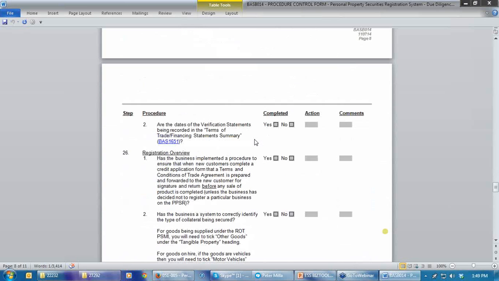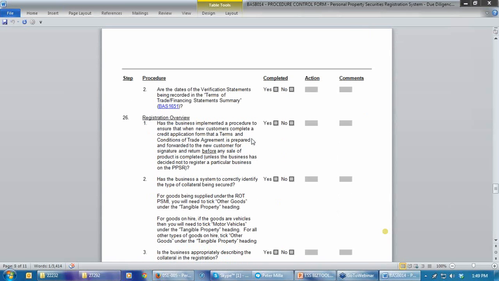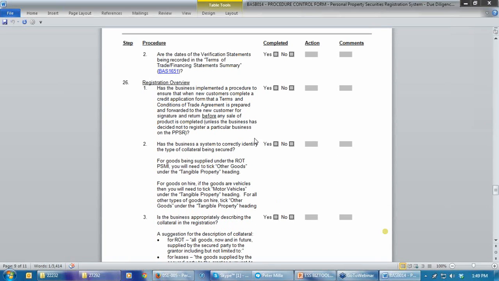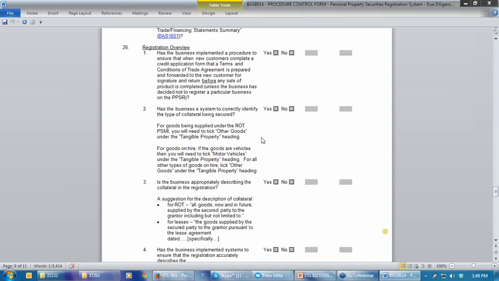So looking at the registration overview, item 26 on the page you have there now: has the business implemented the procedure to ensure that when new customers complete a credit application form, a terms of trade and conditions of trade agreement is prepared and forwarded to the new customer for signature and returned before any product is supplied, unless you've decided not to register that particular business on the PPSR? Does the business have a system to correctly identify the type of collateral being secured? You have to correctly identify the collateral. And we've got some examples of that there.